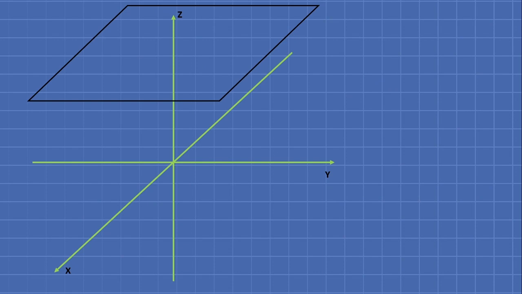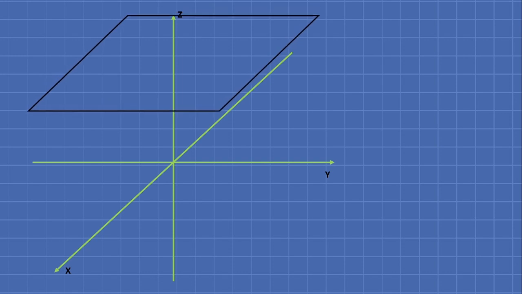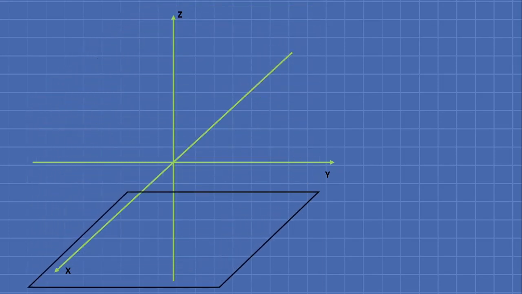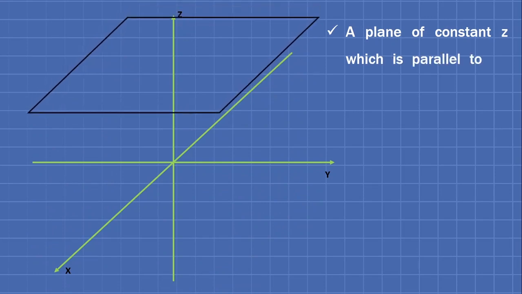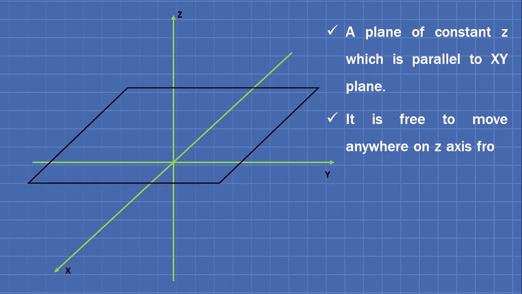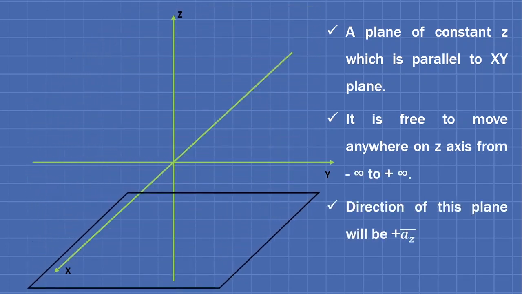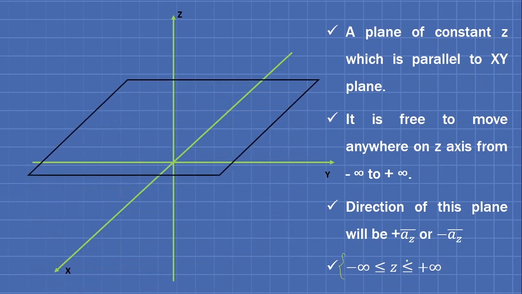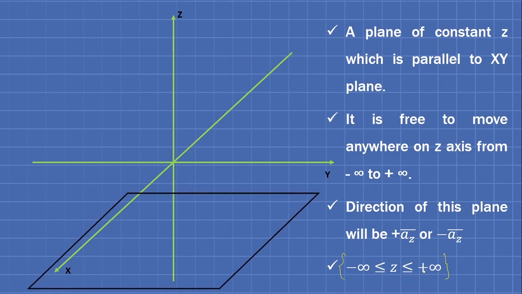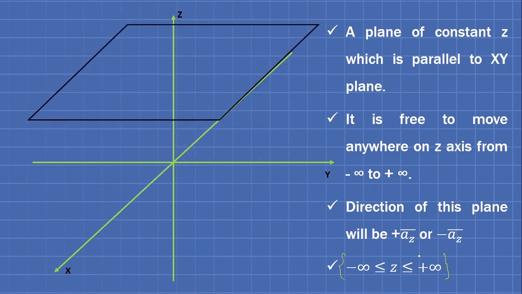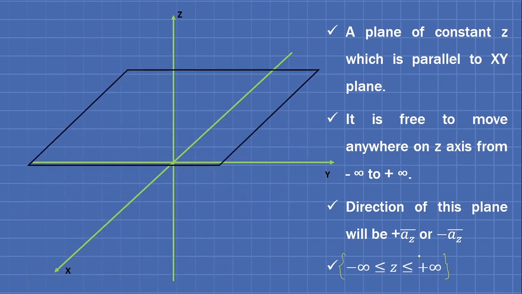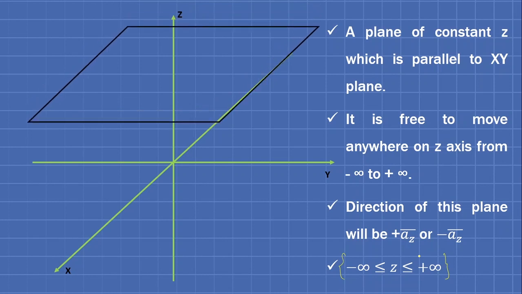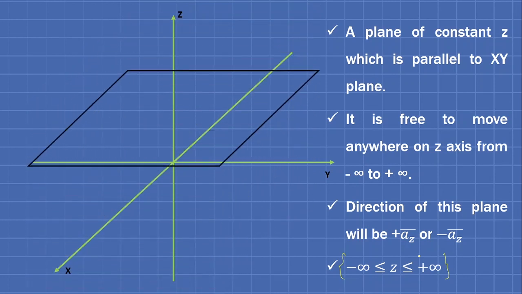Our third surface is the same as we have shown in the Cartesian coordinate system: an infinite plane which is always parallel to the xy plane and free to move from negative infinity to plus infinity on the z axis. The direction of this plane will be either plus az bar if it is above the xy plane, or minus az bar if it is below the xy plane. But the range of z for this plane will be minus infinity to plus infinity. And the intersection of these three surfaces will help us to locate a point in a cylindrical coordinate system.